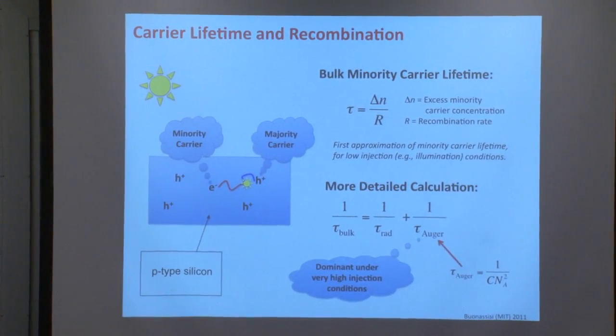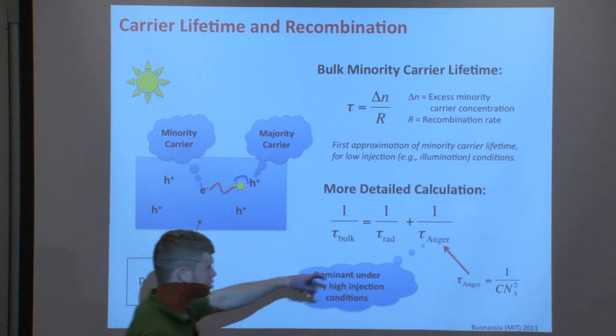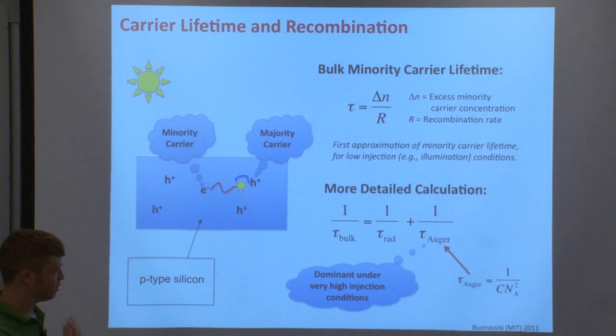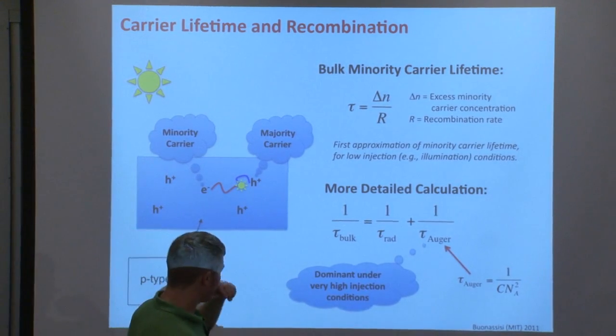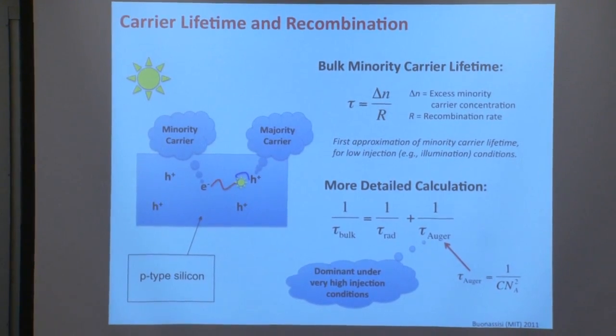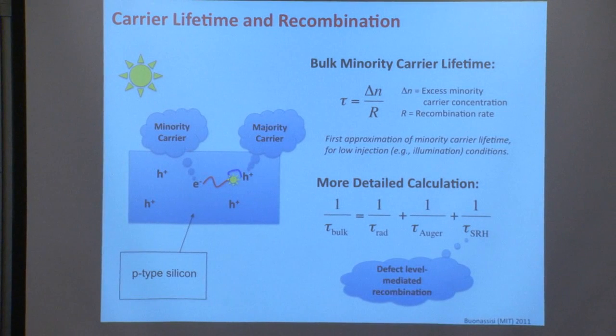And there's also another recombination called Auger recombination. It's not Auger, like I thought when I first came here. It's Auger, kind of like, I don't know, O.J. Simpson, I guess. And it's dominant only under very high injection conditions or very high dopant densities. So in your emitter layer where there's really, really high dopant densities, you're going to have a lot of Auger recombination. And the last one is Shockley-Read-Hall.